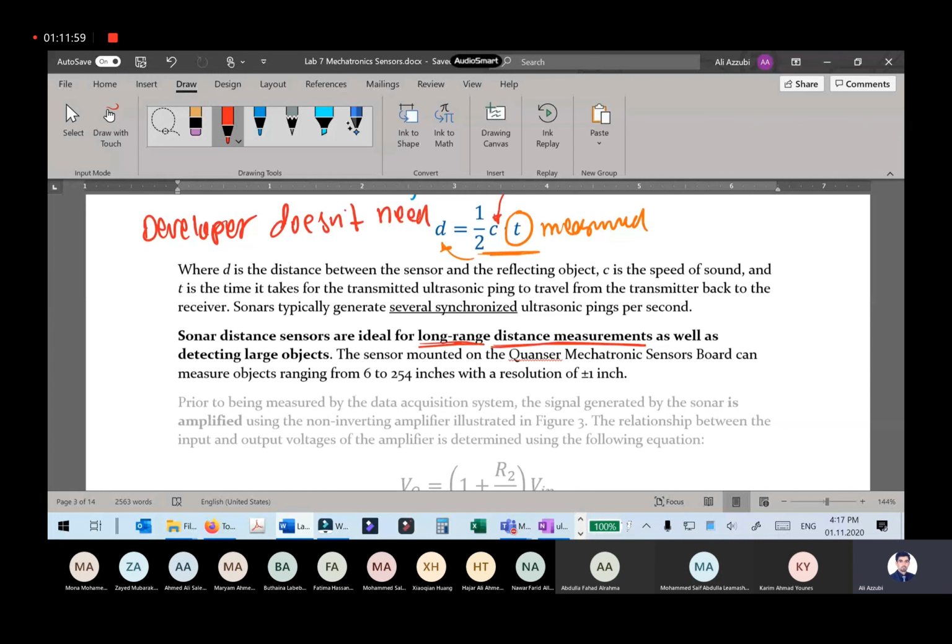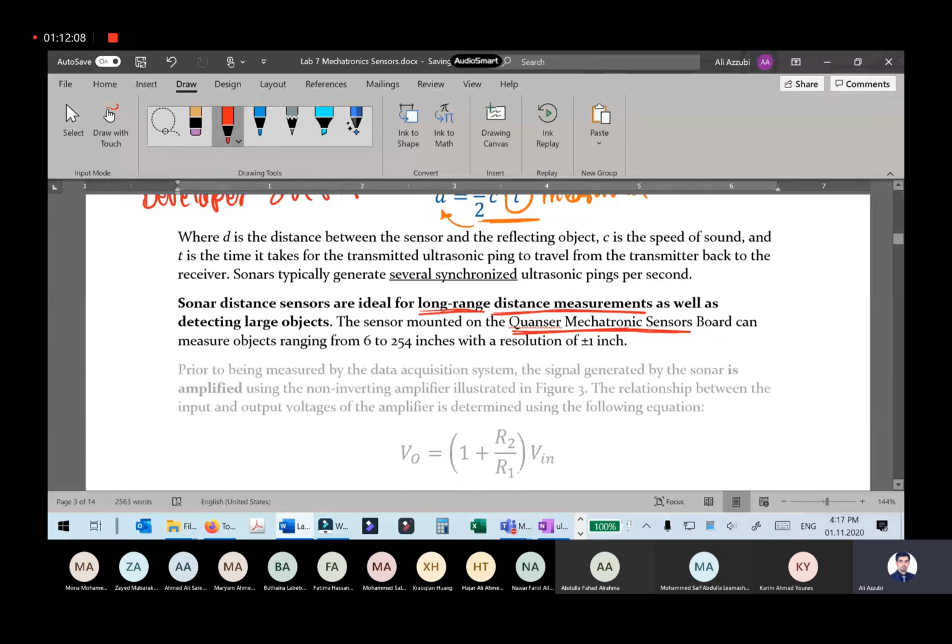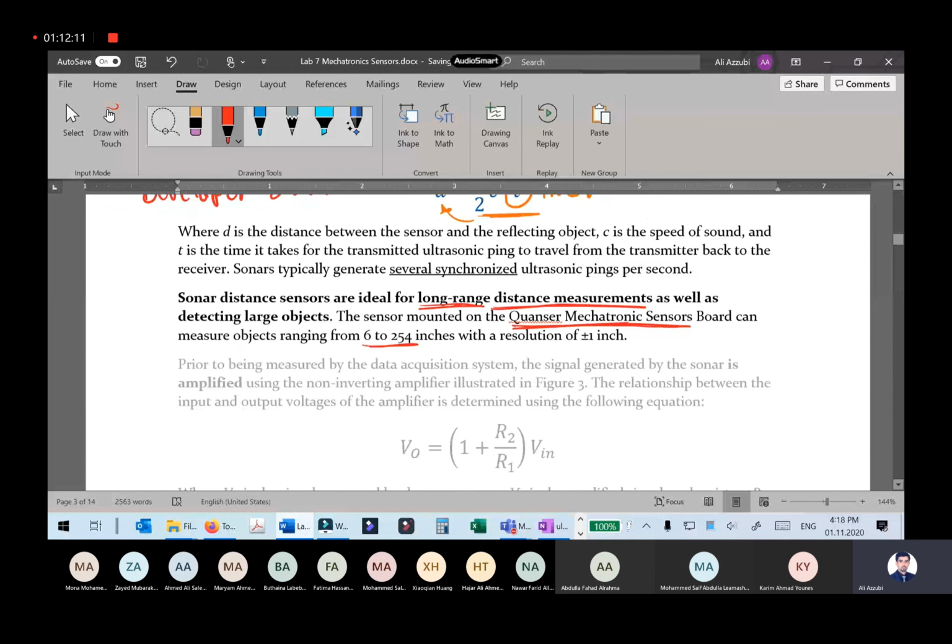We will use the Quasar mechatronics board in order to calibrate and study the behavior of this sensor. In general, I have this information given to me that the one we use in this board, the Quasar mechatronics board, can measure objects ranging from 6 to 254 inches. Although it is hard to verify this, we'll find out that our system here is limited to around 25 inches. Above that, it will not give me any value.